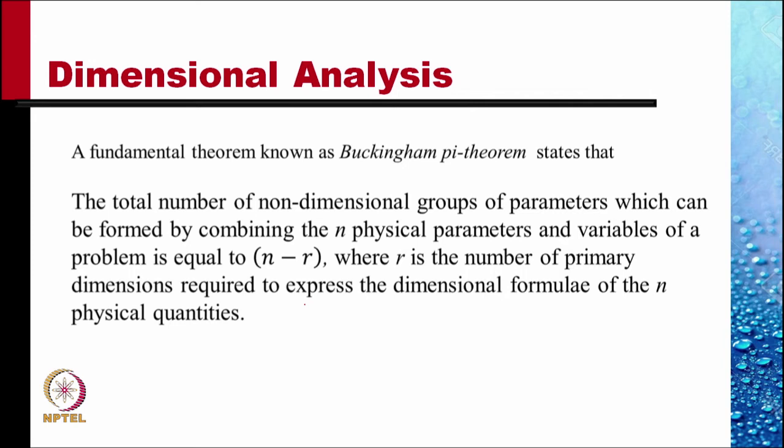A fundamental theorem known as the Buckingham Pi Theorem states that the total number of non-dimensional groups of parameters, which can be formed by combining the n physical parameters and variables of the problem, is equal to n minus r, where r is the number of primary dimensions required to express the dimensional formula of the n physical quantities. So we had 5 physical quantities, n is equal to 5 and r is equal to 3. So we can form 2 independent pi numbers out of these.